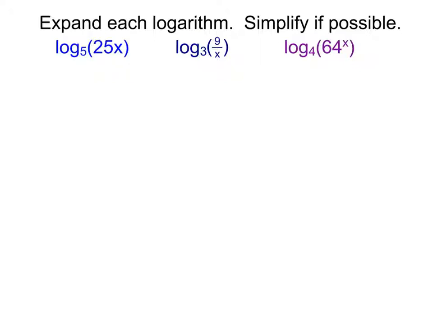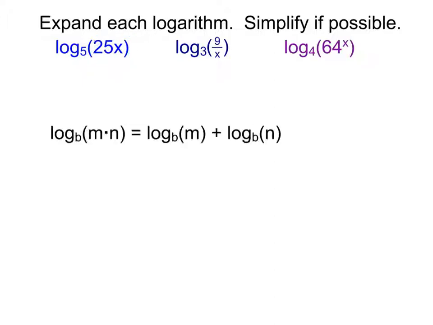All right, so for that first one, we first decide which rule we're going to use. And in this case, what jumps out to me is the fact that I am actually multiplying inside of my logarithm. That tells me that I'm going to be using this rule, the one that starts with the m times n on the inside. Notice that tells me that it's going to become addition of logarithms. And so I write out my log base 5 of the 25, the first part that was multiplied, plus the log base 5 of x. All right. And we've expanded it.